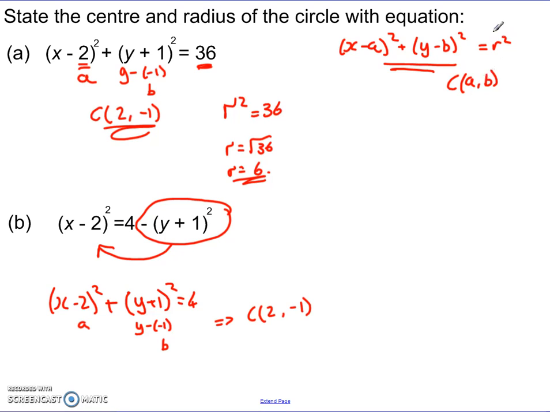I want to figure out my radius, so I know the equation equals r squared. So this part here is my r squared. So I know that r squared is equal to 4. Well, r squared is equal to 4, the radius has to be 2. So there you go. I've got the key bits of information. I've got the centre at (2, -1), and a radius of 2 for this circle.